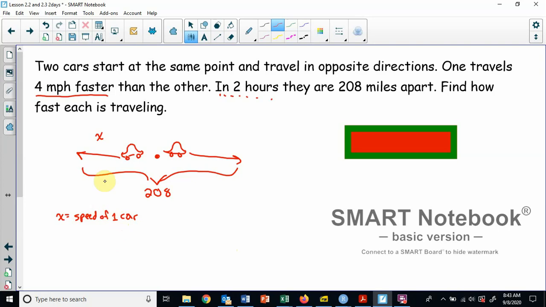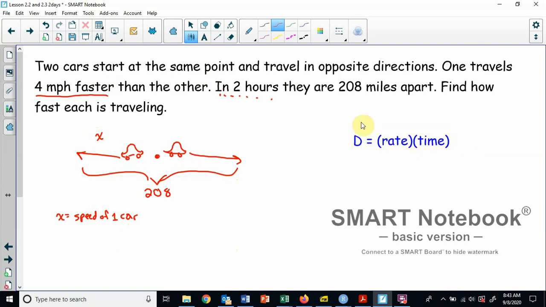Okay, awesome. Now, are there any relationships or any equations that relate speed, distance, and time? Those are the only pieces of information we have. And yeah, actually there is an equation. You need to know this. I don't believe we're going to give this to you on the test, so you need to remember this. That distance is equal to rate times time.